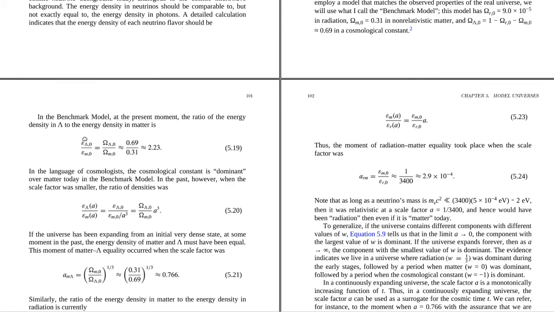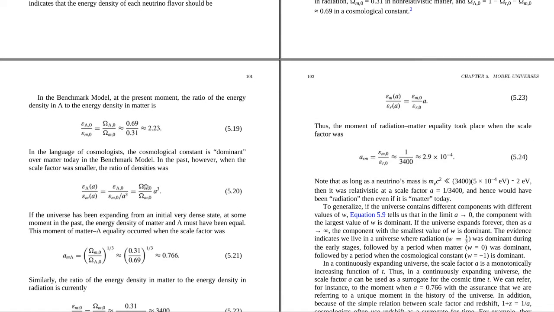The energy density of the cosmological constant, epsilon lambda, is just constant by definition. That's how the cosmological constant works. So the time dependent expression for this is just again epsilon lambda 0. The matter energy density, however, changes over time. The time dependent form for that is going to be the present value divided by a cubed. So if we write the time dependent version of the ratio of these two energy densities, we get a dependency on the scale parameter as a cubed.